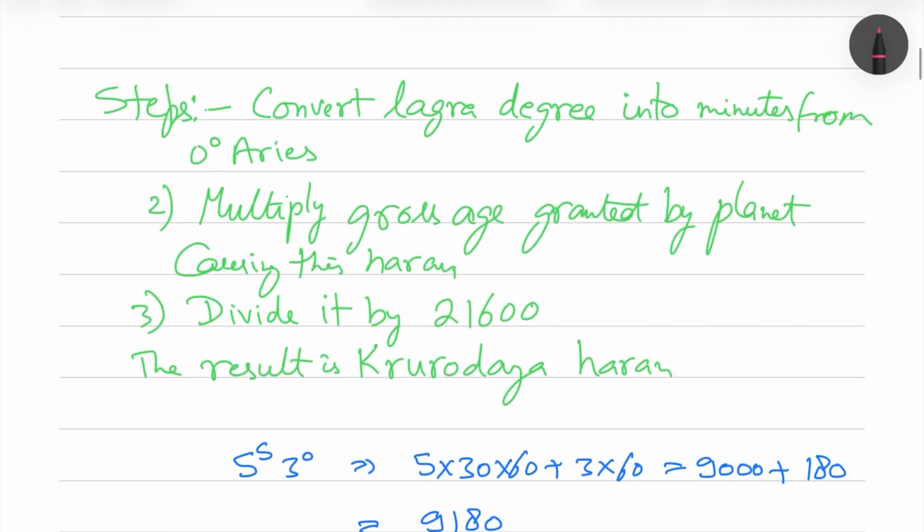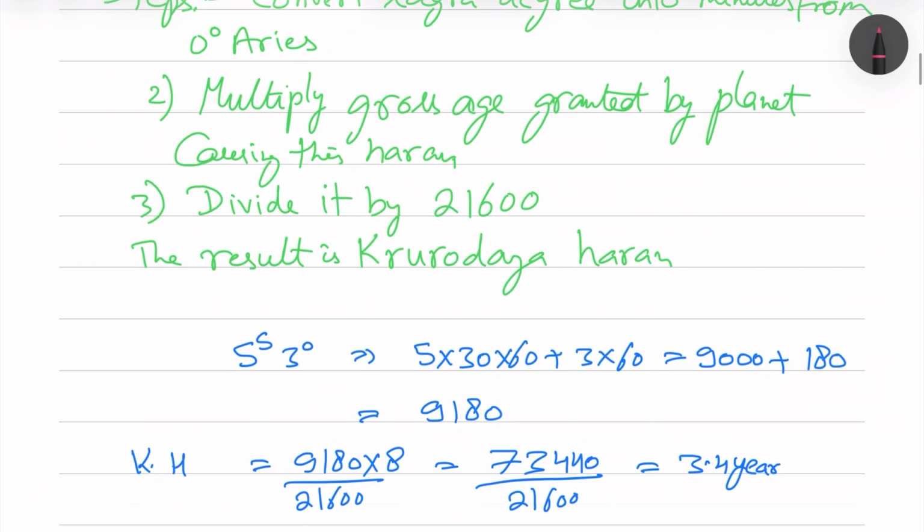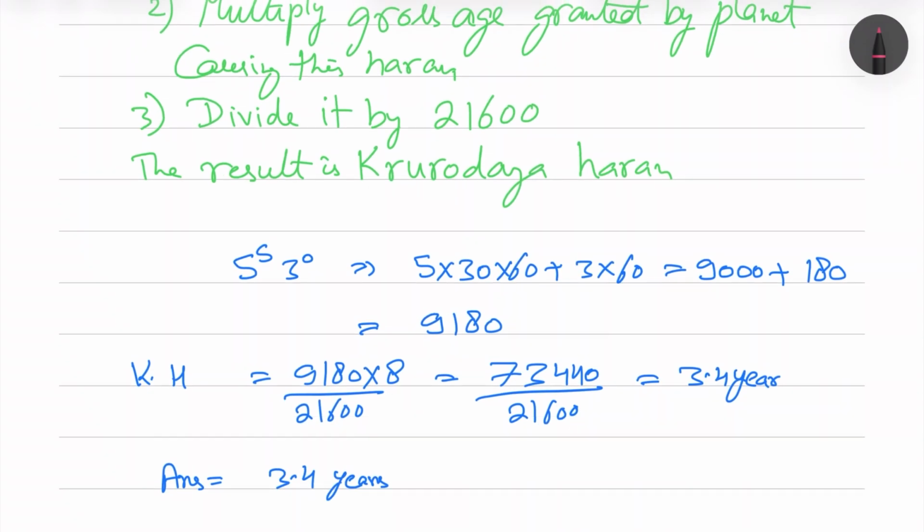The steps are: convert the Lagna degree into minutes from 0 degree Aries, multiply by the gross age granted of the planet causing this haran, and divide it by 21600. That is, the degree in minutes into gross age granted divided by 21600, and the result is Krurodaya haran. So 5 sign 3 degree is 5 into 30 into 60 plus 3 into 60, which is 9180, divided by 21600 is 3.4 years. So the Krurodaya haran is 3.4 years.